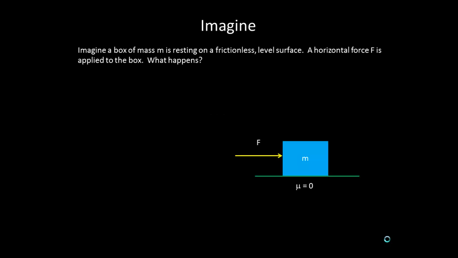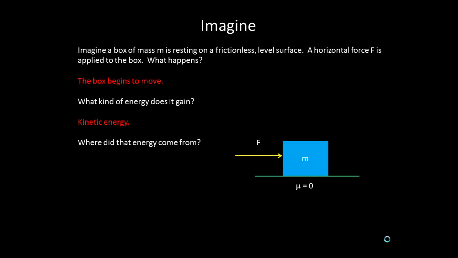We'll imagine a situation in which a box of mass m is resting on a frictionless level surface. A horizontal force F is applied to the box. What happens? Well, obviously it begins to move. What kind of energy does it gain? The energy of movement we call kinetic energy. Where did this energy come from? Well, it must have somehow been gained due to this force F.